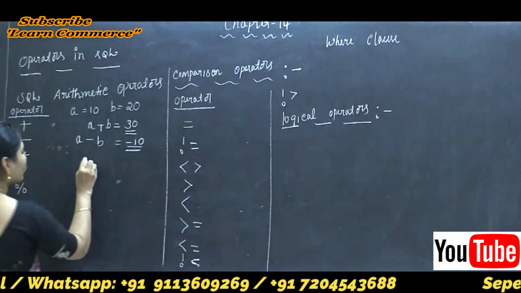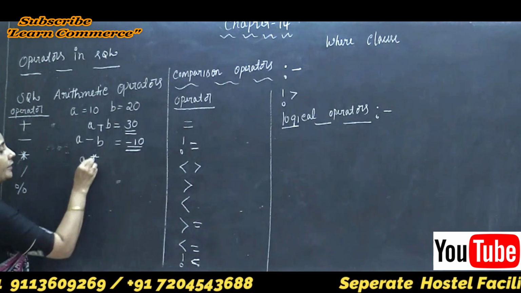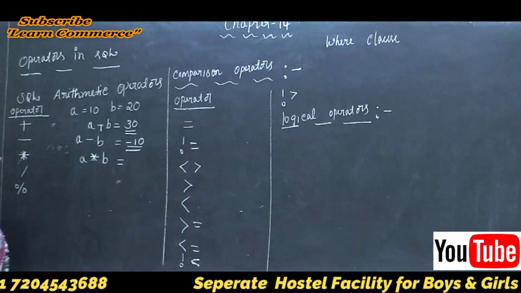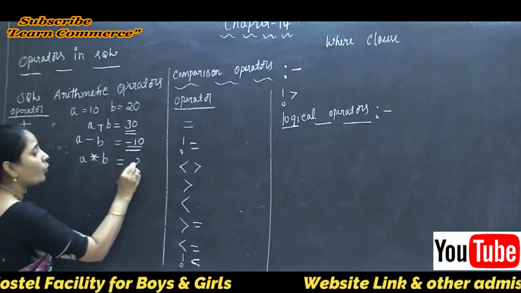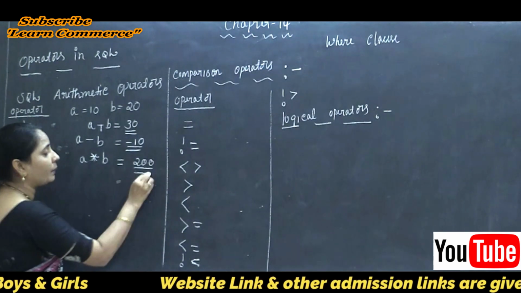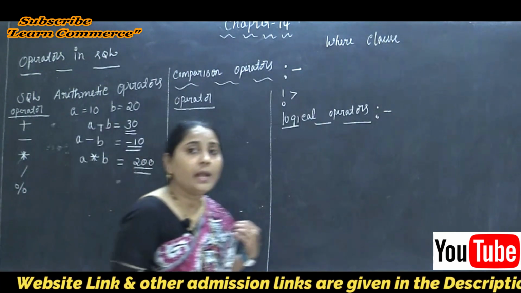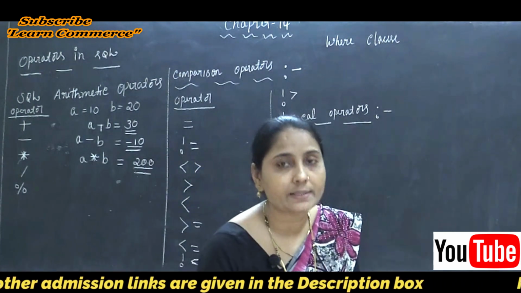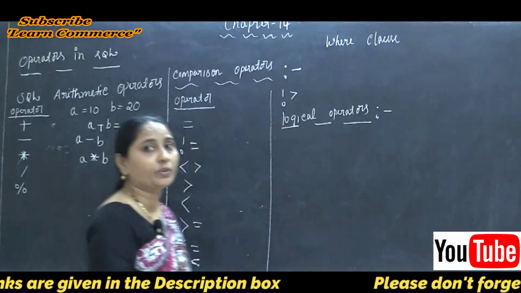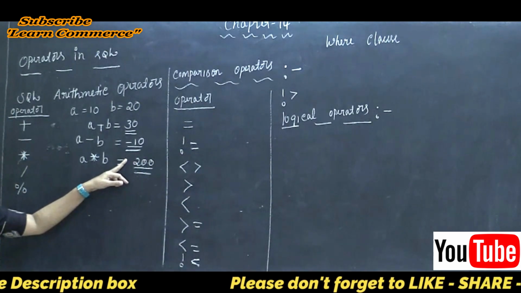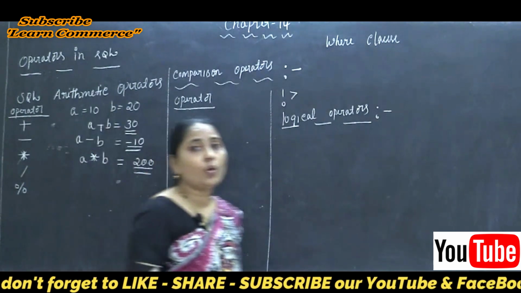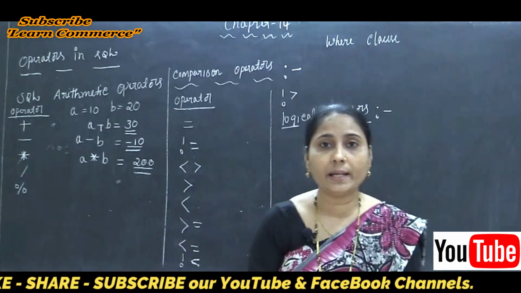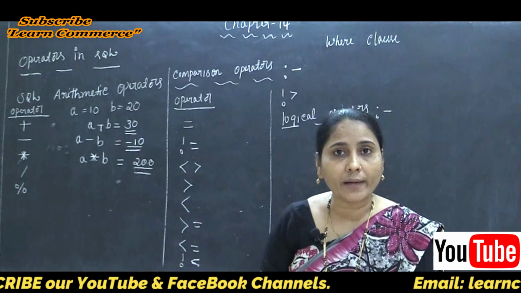So when you multiply the value a into b, what answer will we get? The result is 200. When you multiply 10 into 20, it multiplies the values on either side of the operator, so 10 into 20 gives 200. Clear this one?